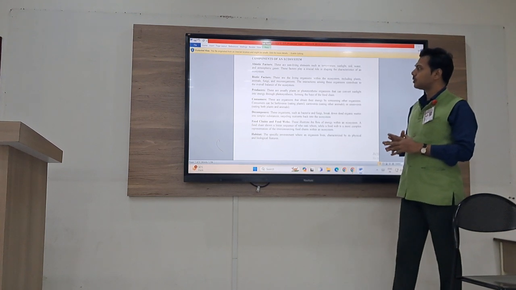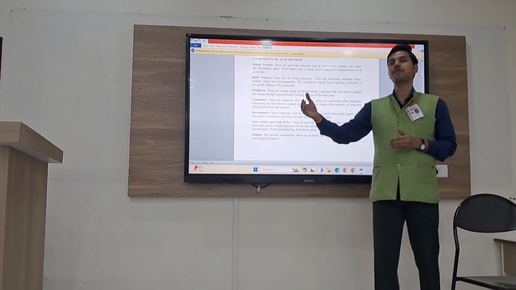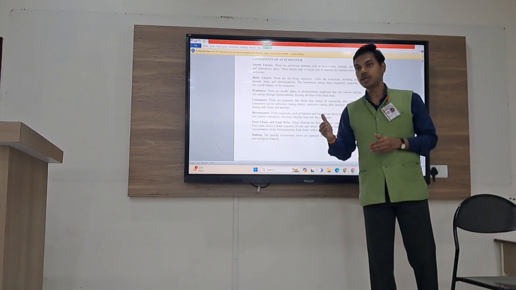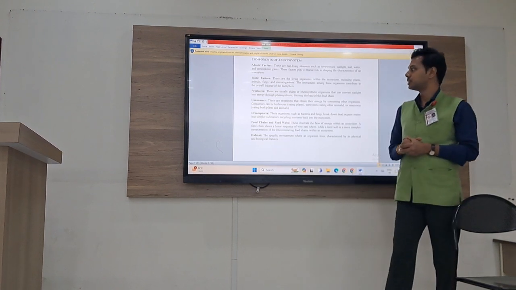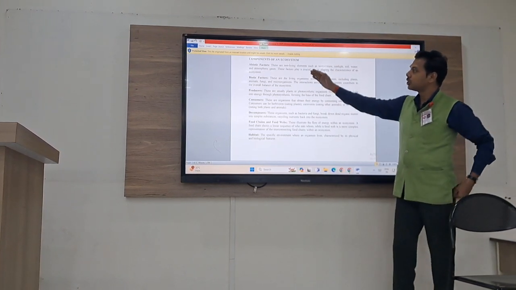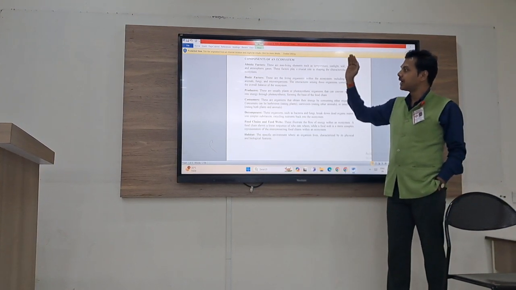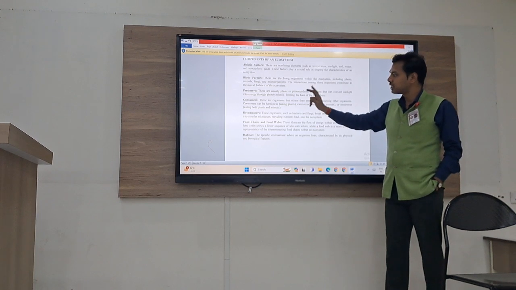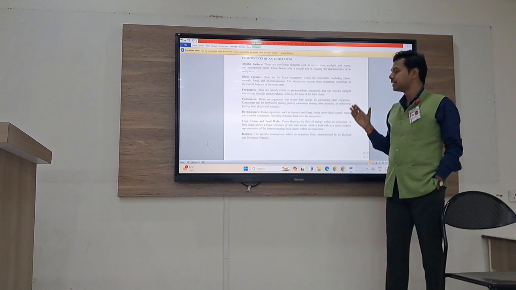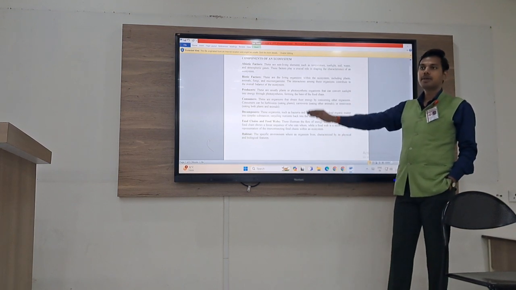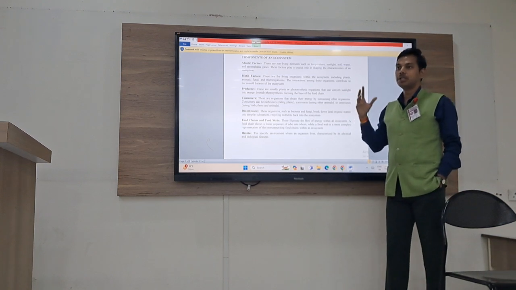Now let us quickly learn about the various components of an ecosystem. Components of an ecosystem are also known as elements or parts of an ecosystem. The ecosystem can be divided into biotic factors, abiotic factors, producers, consumers, decomposers, habitat, food chain and food webs. These are the various components or elements of an ecosystem.